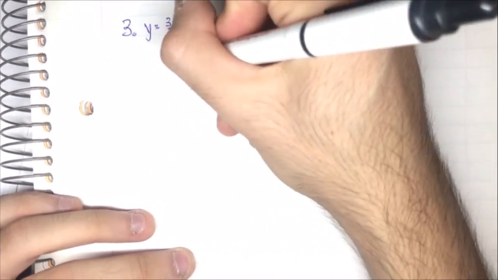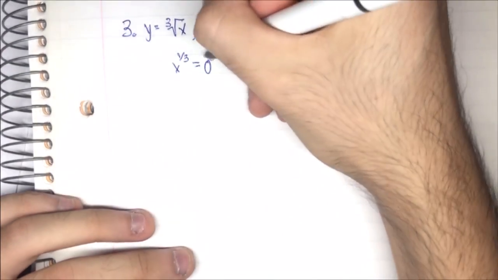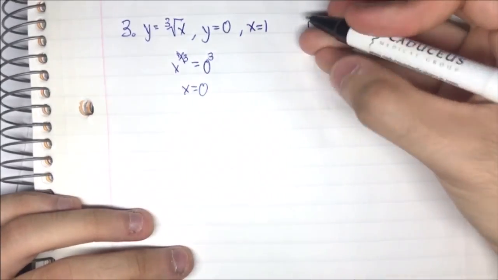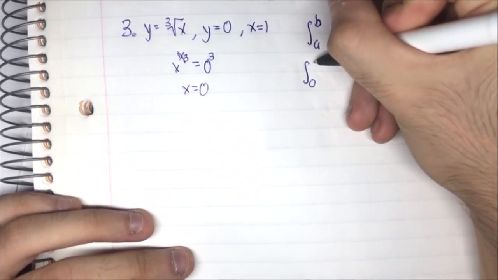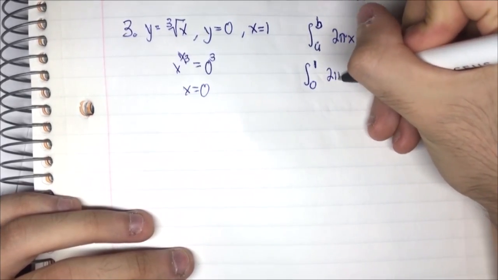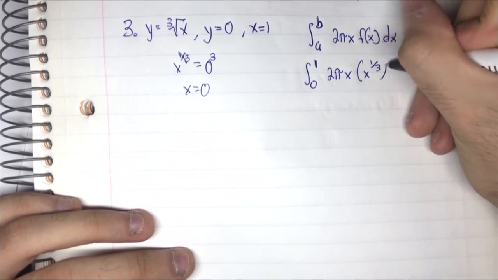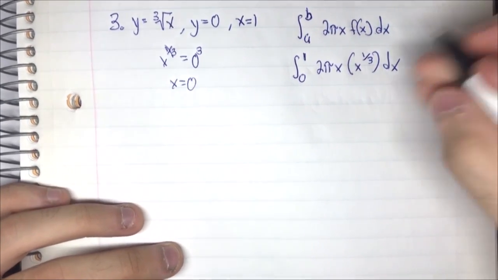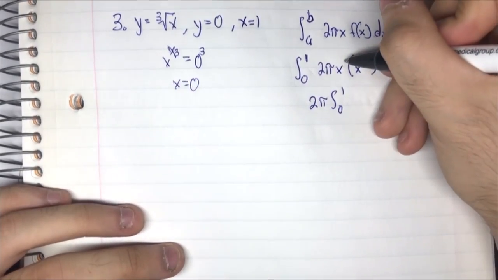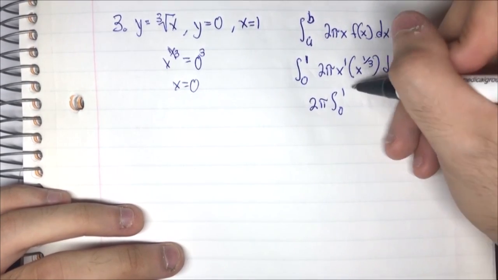So they gave us x equals 1. To find the other one, we're going to have to set the y's equal to each other, so x to the 1/3 is equal to 0. Cube root both sides, cancels that out. So x is equal to 0 and 1. So now we know the a is going to be 0 and the b is going to be 1. So now this is what we have left. 2 pi x times the f of x, they gave it to us. It's x to the 1/3 dx. Alright, so we can take out a 2 pi in front. So from 0 to 1, and then multiply the x's to each other. So you add the exponents, so that would be 3 over 3 plus 1 over 3.